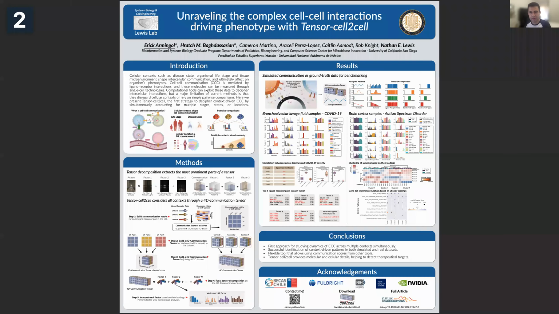And today I'm gonna present our poster about unraveling the complex cell-cell interactions driving phenotype with Tensor cell2cell.